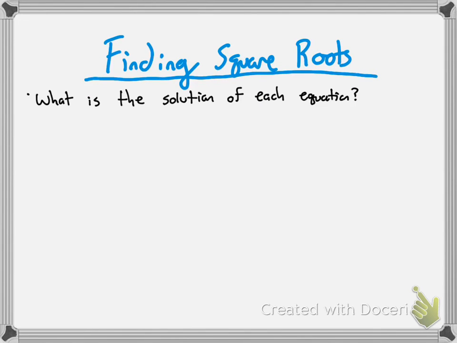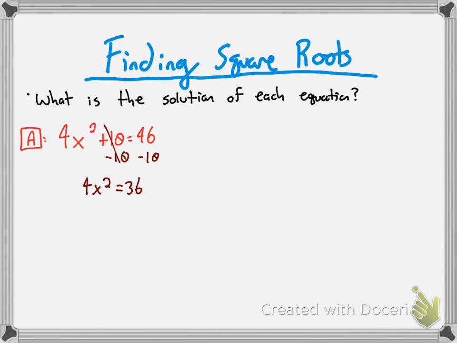The next thing that we're going to look at in this video is solving equations with square roots. Let's look at an example problem. We have 4x squared plus 10 equals 46, and I want to know the solution or solutions to this equation. Similar to any other algebra problem, I want to get the x by itself. First, I'm going to subtract 10 on both sides. From there, I'm going to divide both sides by 4. And finally, I have x squared equals 9. To get the x by itself, I'm going to have to square root both sides.